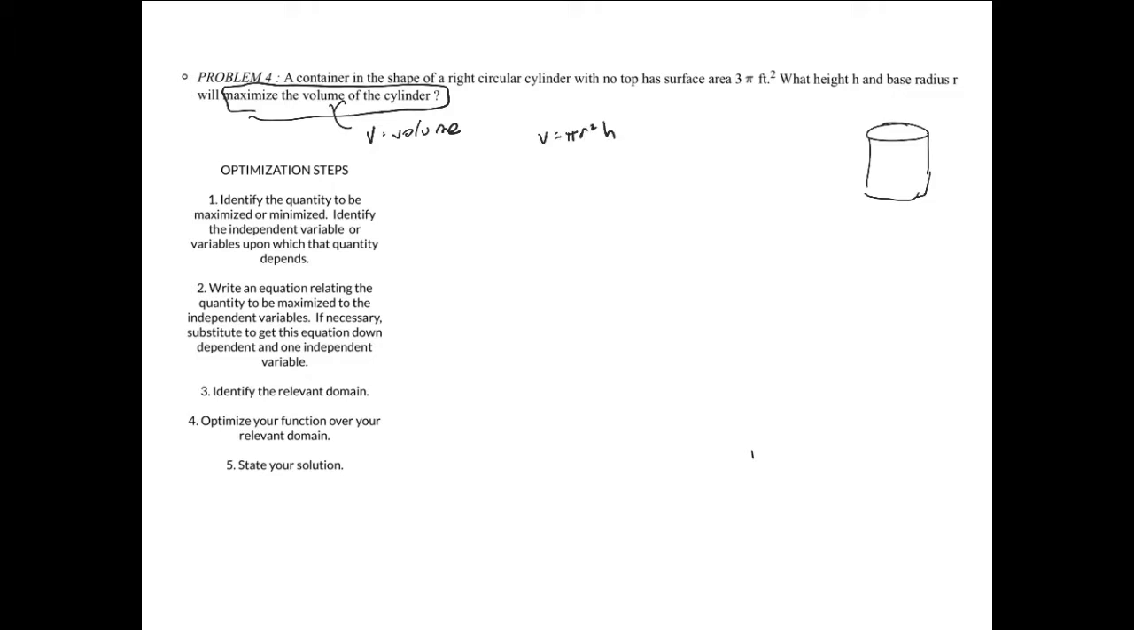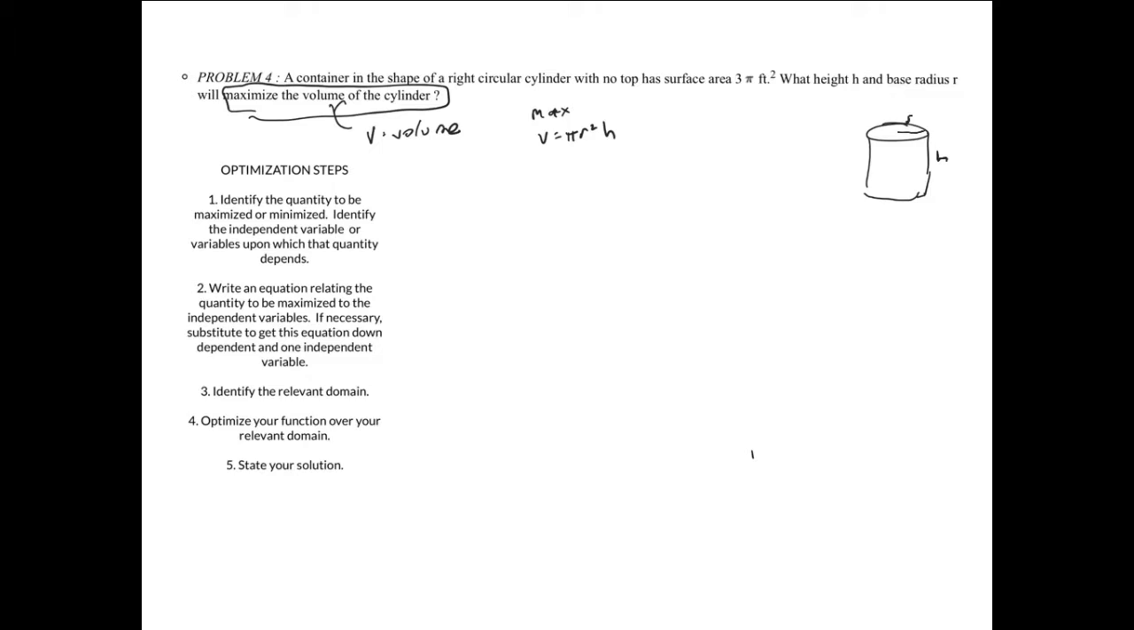So I'm going to write that down. This is the thing I want to maximize. I want to maximize the volume. And I need you to find my variables. So the h in the picture is the height of the cylinder, and the r is the radius of the cylinder. So I'm going to go now to step 2, which is write an equation relating to do that.